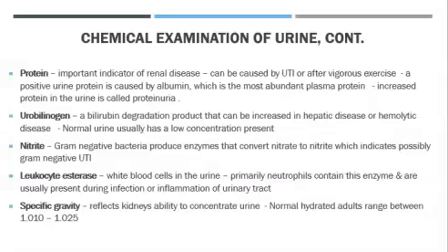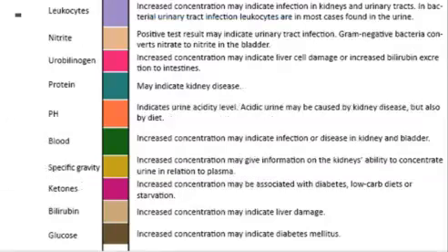The last test we're going to talk about is specific gravity, and we've already talked about it in depth, but it reflects the kidney's ability to concentrate urine. For a normal adult or a hydrated adult, the range for specific gravity should be 1.010 to 1.025.